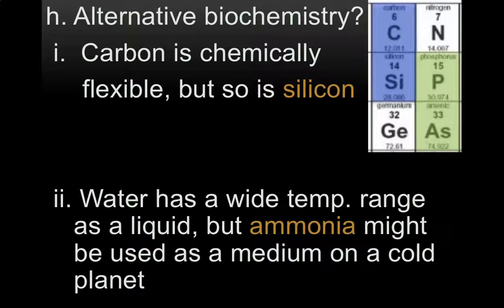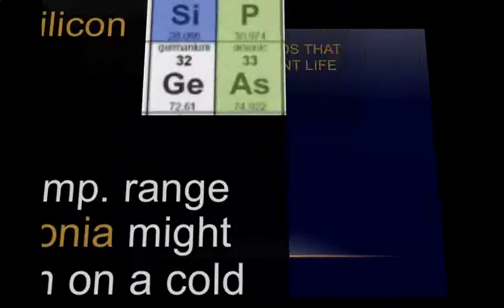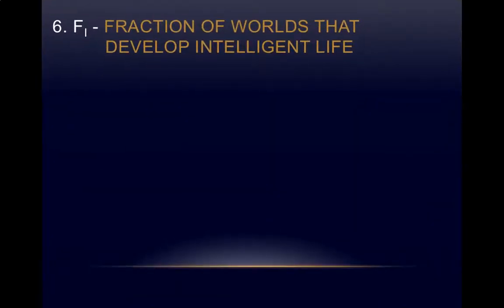But we kind of have to look. Our resources are limited, so when we pick places to look, we know that carbon and water work. And so if we're going to spend money on spacecraft to go places, we're going to look for the places that have carbon and have water. Okay? Not that scientists don't realize that life may exist in other forms. It's just that, you know, again, we have limited resources.